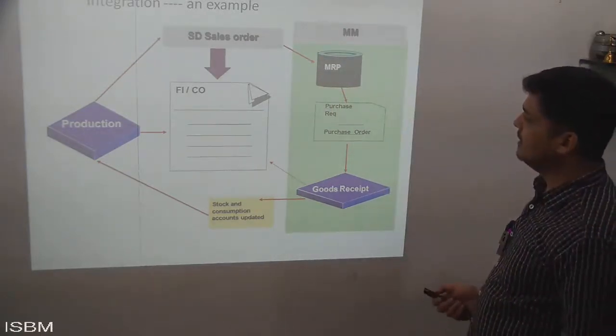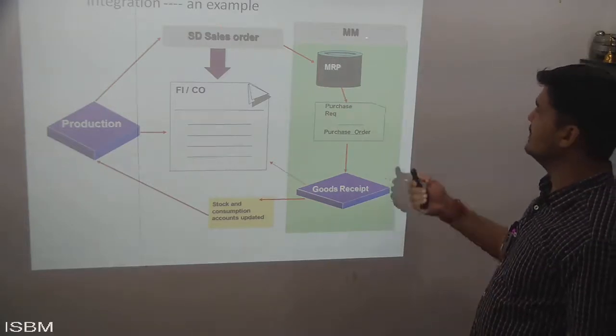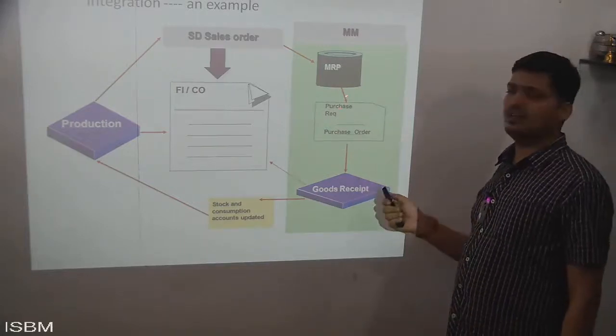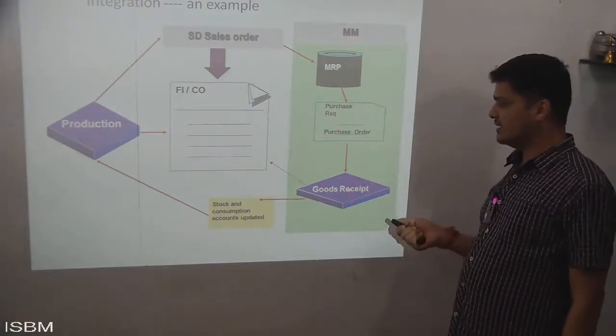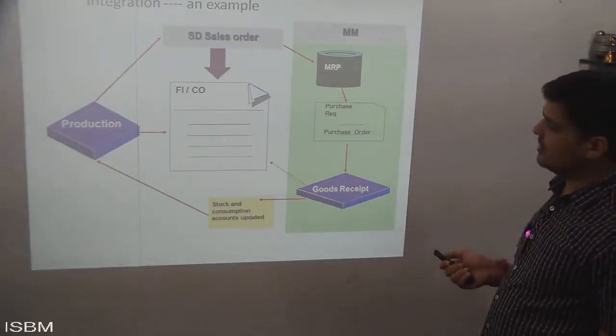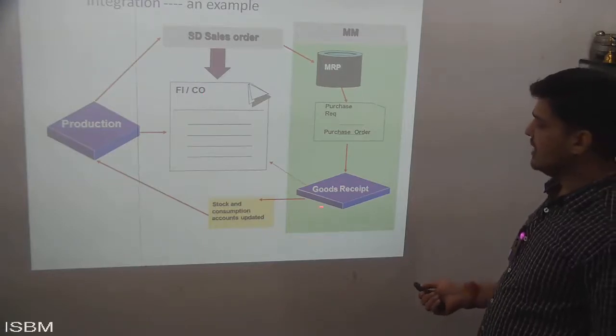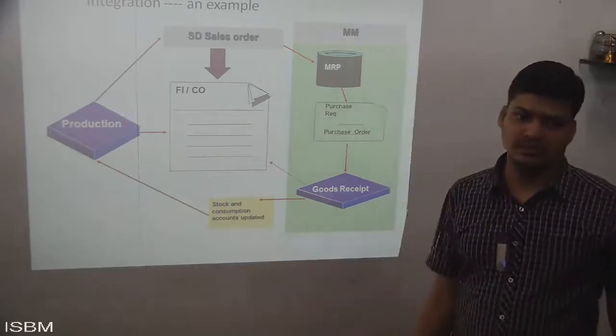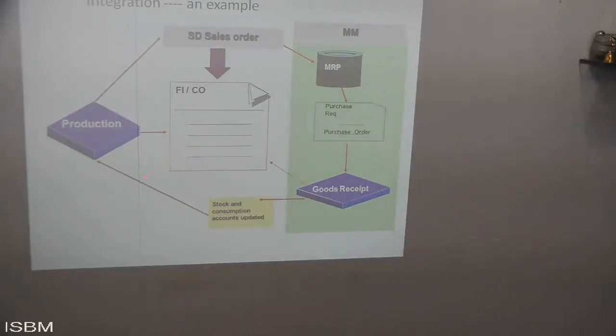It will go to FICO, and then it will go to MM. Then MRP will create the purchase requisition and purchase order. Then it will go to goods receipt. Then again goods receipt goes to FICO for all your financial work. Then again it will go to the stock and consumption account updated over here in production. So this is the cycle from PP. Start with PP, then it goes to SD, SD to MM, MM again to FICO, then again it will move. This is the cycle.